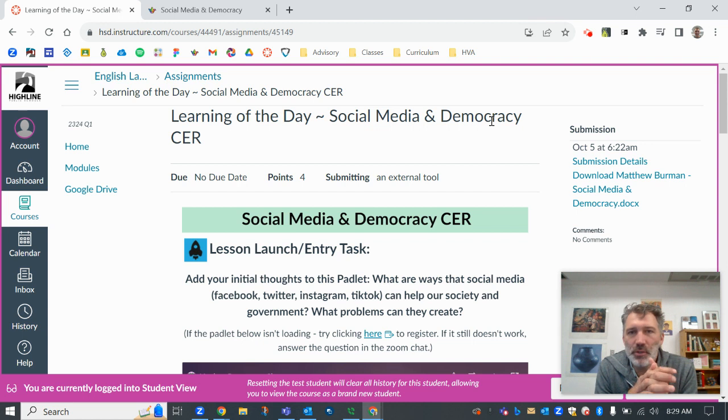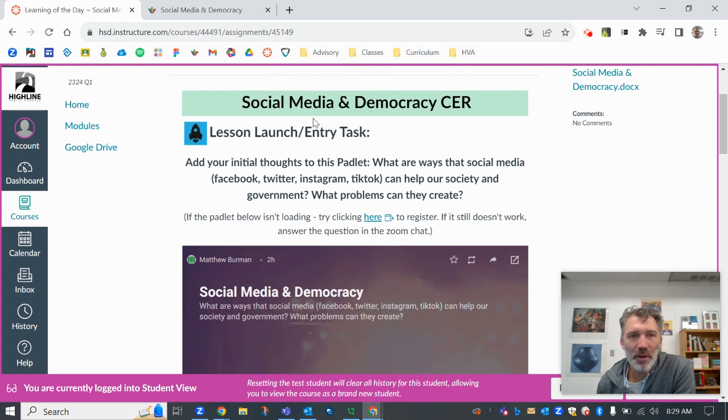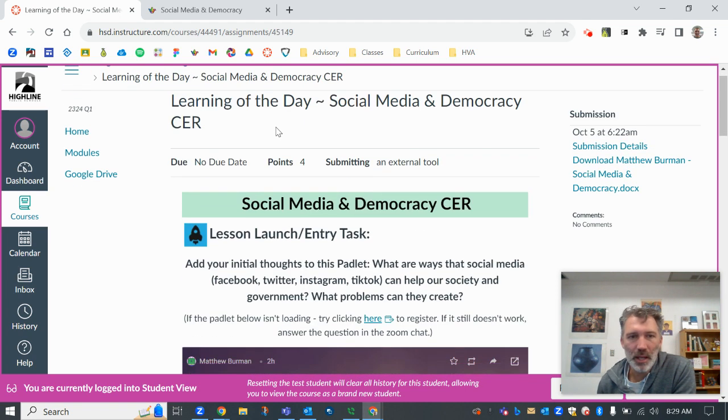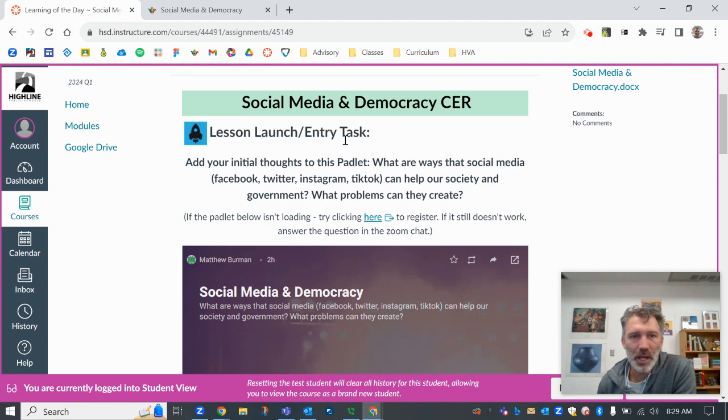We are looking at social media and democracy. You're going to be comparing two different points of view and then coming to your own ideas about how this is shaping up in the world around us. So there's all on one page today, a lesson launch and an entry task.